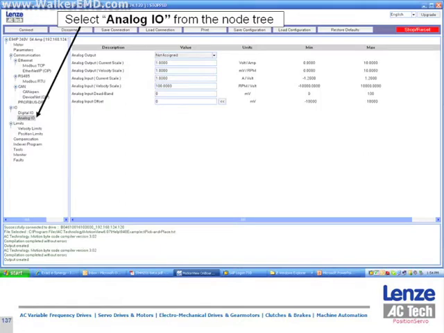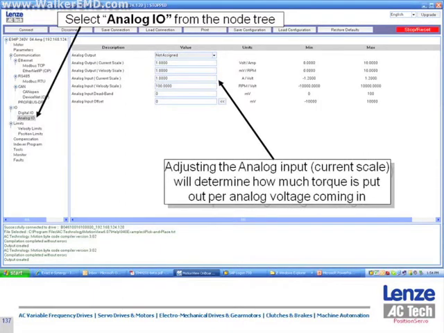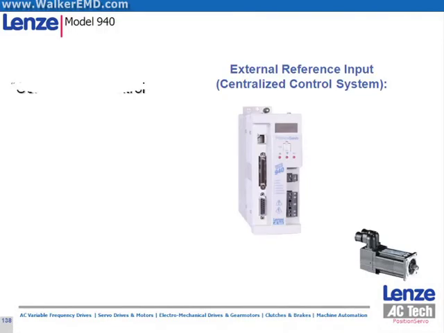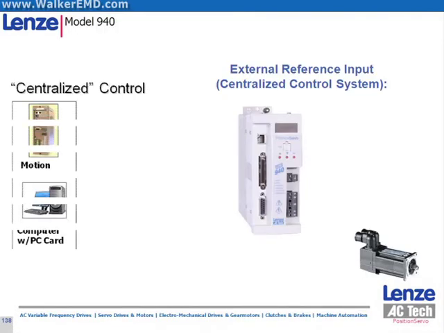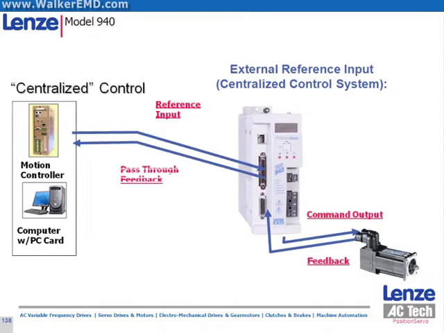You can adjust the commanded torque scale, amps per volt, using the analog input current scale parameter on the analog I/O selection of the navigation tree. In velocity mode, an external reference commands a motor speed in RPM. We will now walk through configuring the drive for this basic function.